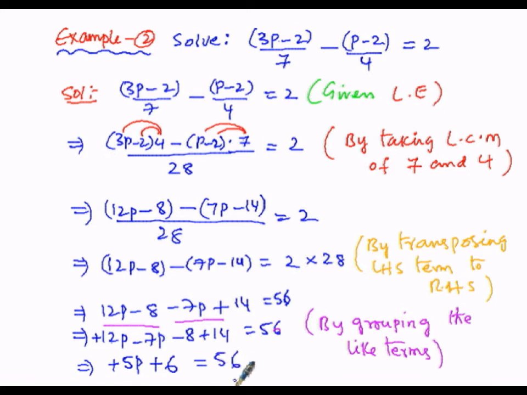So 5p plus 6 is equal to 56 as the next logical step. On further simplification, I want to write 5p alone, so I want to transpose the 6 which is on the left hand side to the right hand side. The right hand side consists of only 56, written as it is. Now I am going to transpose plus 6 from the left hand side over to the right hand side, so it becomes minus 6 on the right hand side. I got this logical step.